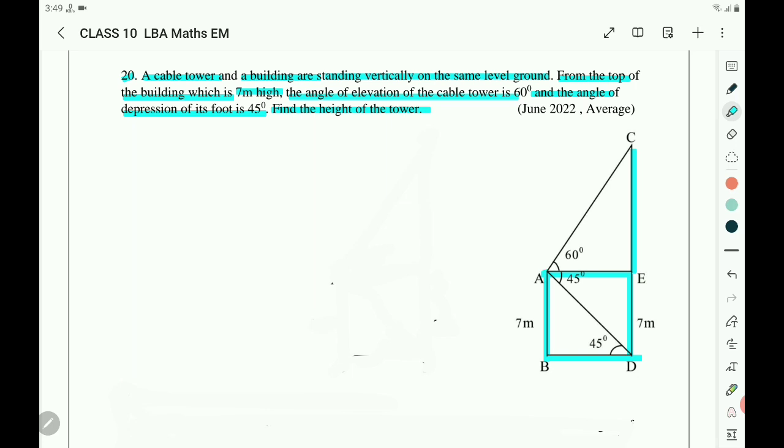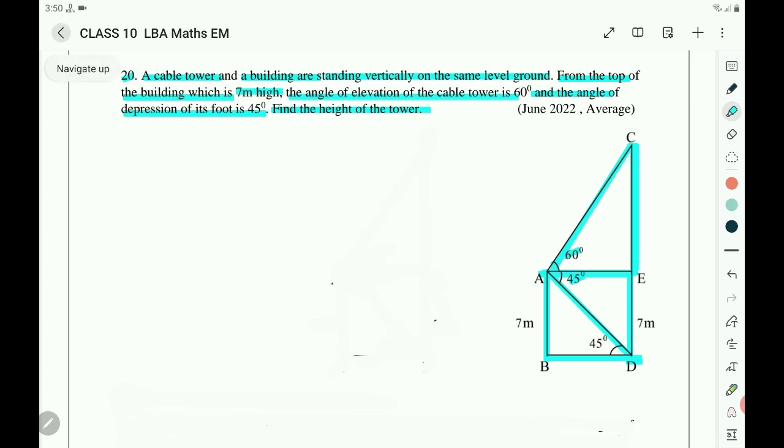From the top of the building A, the top of the cable tower is viewed. The angle of elevation is 60 degree and its bottom is also viewed, so the angle of depression is 45 degree. What we have to find out? We have to find the height of the tower. To find the height of the tower, we have to use the triangle AEC. But AE is not given. Without getting AE, it is not possible to find CE. We have to find out the value of AE.